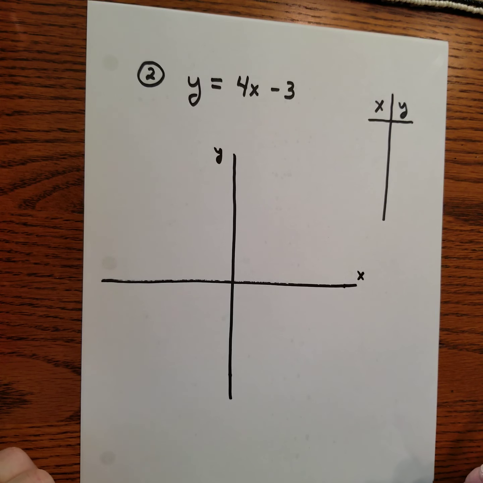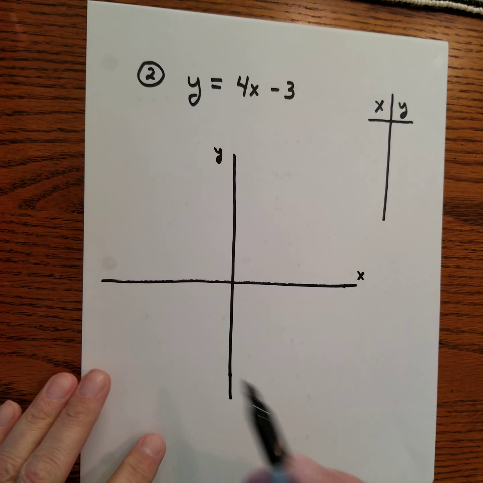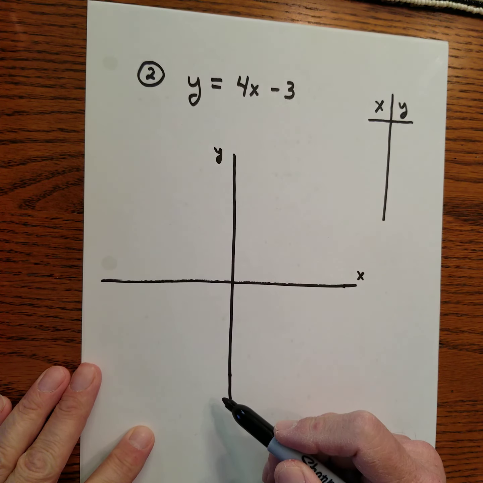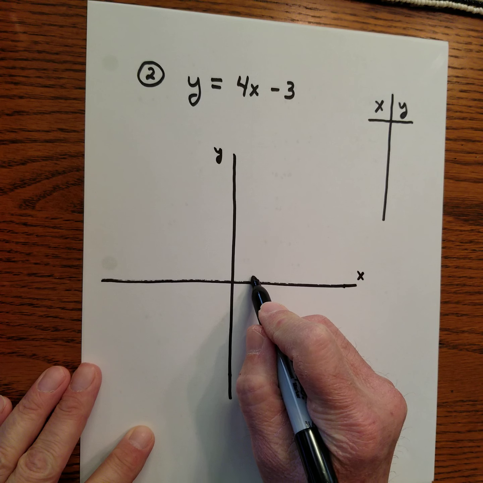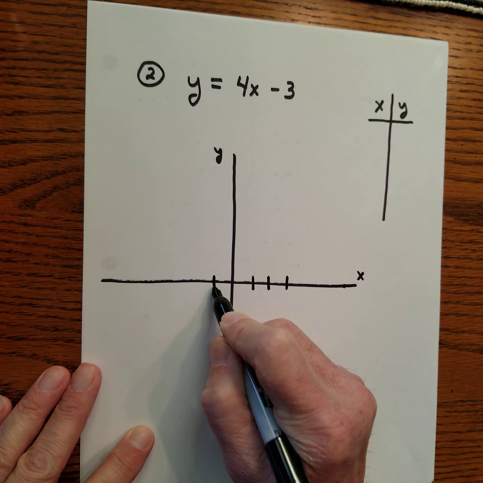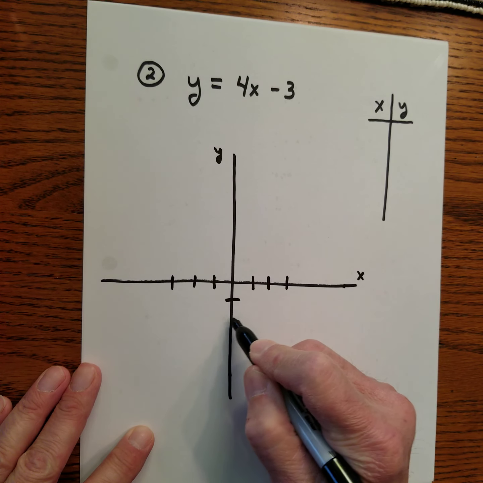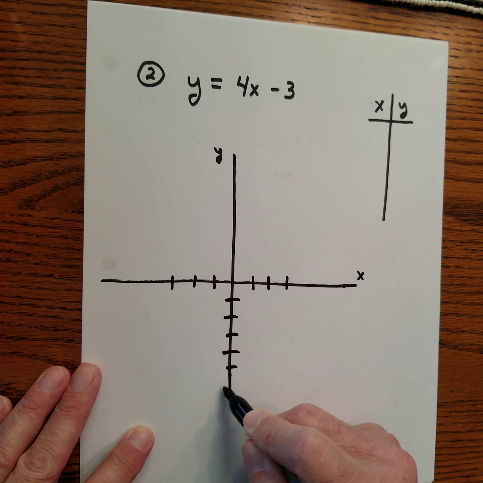Here's a second example. Now when you draw your own graphs, make them nice and large, and then get enough spaces in each direction so that we can plot our points.